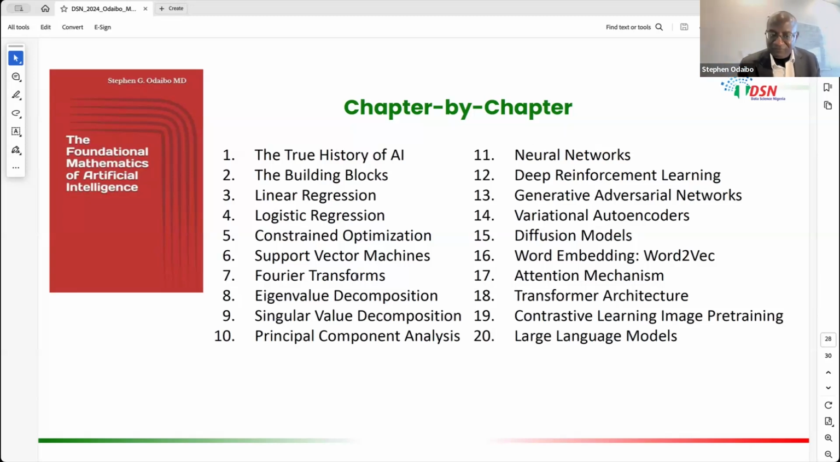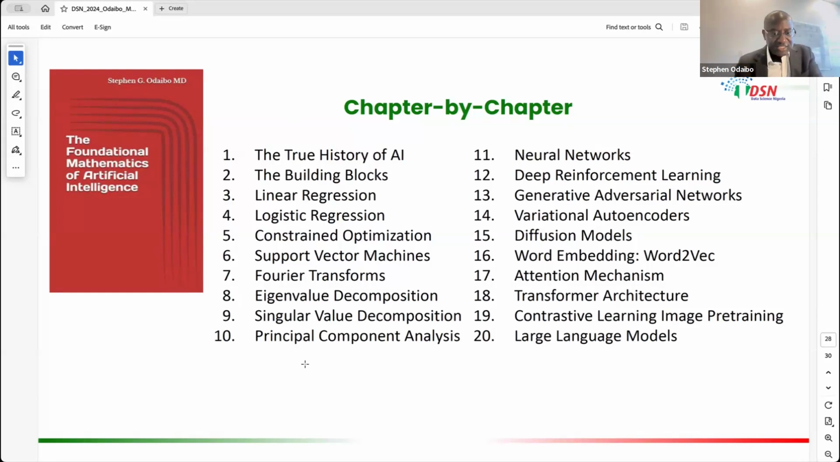Fourier transforms, eigenvalue decomposition. I talked about linear algebra. This is the language of the physical world. The idea that you have a set of vectors or eigenfunctions, and you can collapse any data set and represent them in that term. You need to understand that. And then singular value decomposition, principal component analysis. These first 10 you can think of as classical foundational building blocks that are so key.